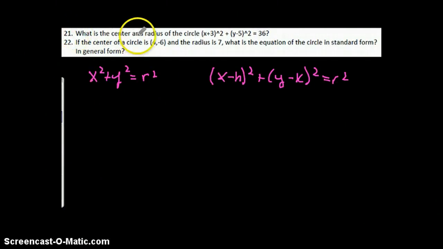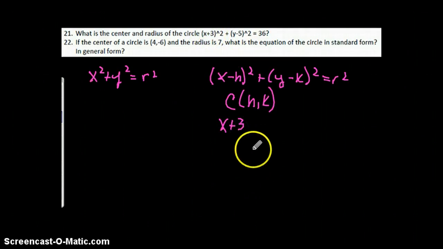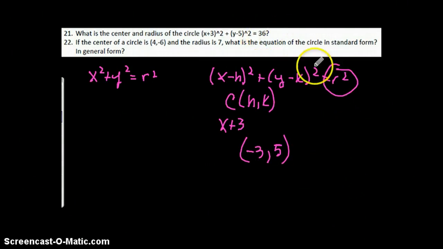21. What is the center and radius of the circle? Now, it's of this form right here. So the center is at h comma k. And if you look up here, I see an x plus 3, so h must be negative 3. And up here I see y minus 5, so the k must be 5. That is the center. Now, r squared is equal to 36. That's a general form. And so r is the square root of 36, which is 6.